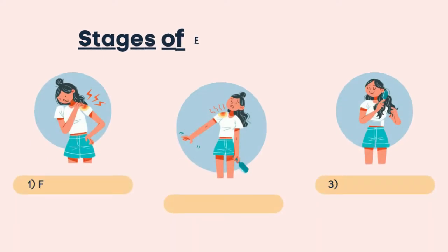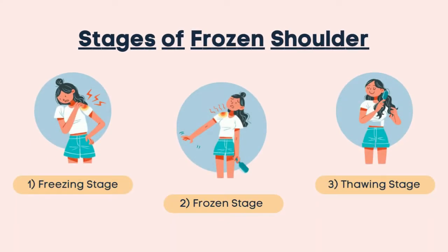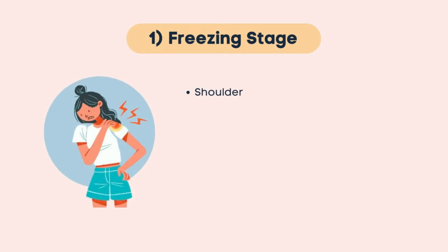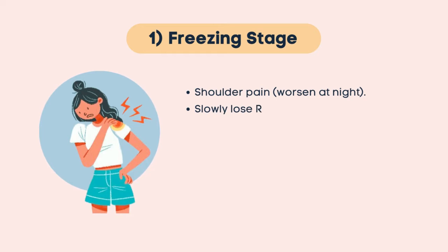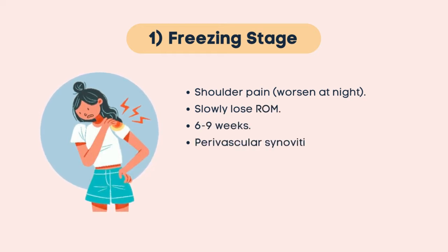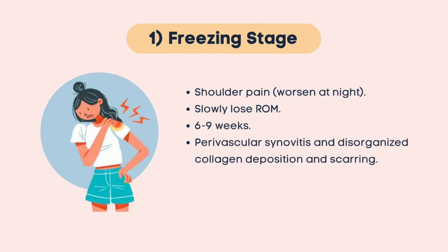There are basically 3 stages of frozen shoulder, which are the freezing stage, followed by the frozen stage, then lastly the thawing stage. During the freezing stage, there will be shoulder pain which worsens at night. People affected will slowly lose their range of motion, and the stage will last between 6 to 9 weeks. Histologically, there is perivascular synovitis and disorganized collagen deposition and scarring at the capsular tissue.